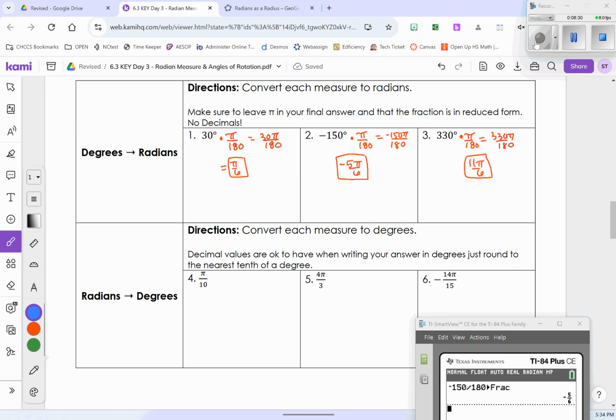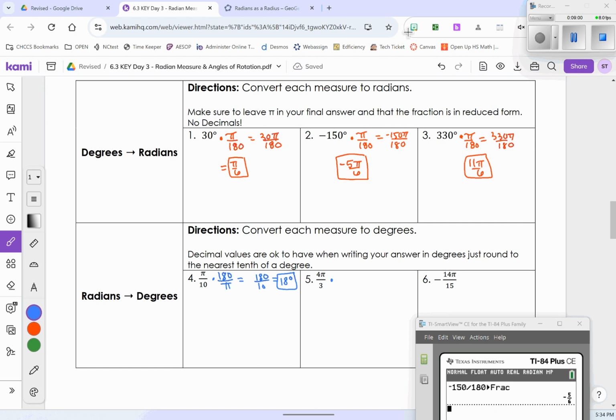Now, if we want to convert radians to degrees, instead of multiplying by pi over 180, we multiply by 180 over pi. So for this one, the pi's are going to cancel out, and you'd be left with 180 over 10, which of course just equals 18 degrees. Now for converting to degrees, it's okay to have decimals in your answer. We can just round to the nearest tenth of a degree if it does give us a decimal.